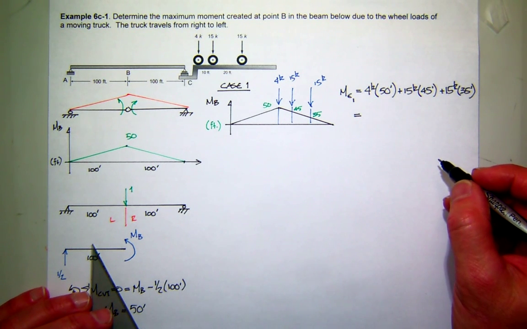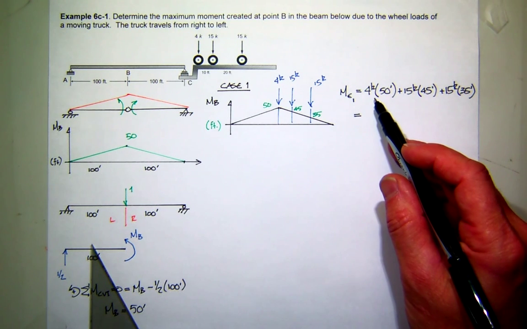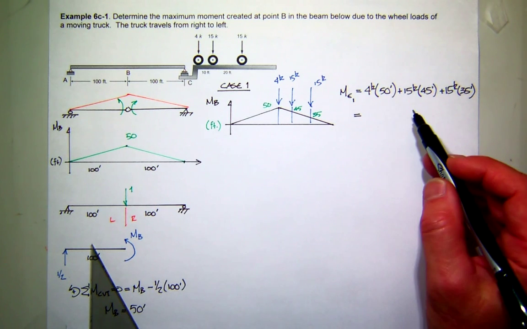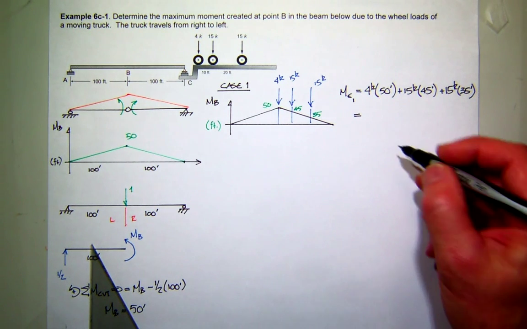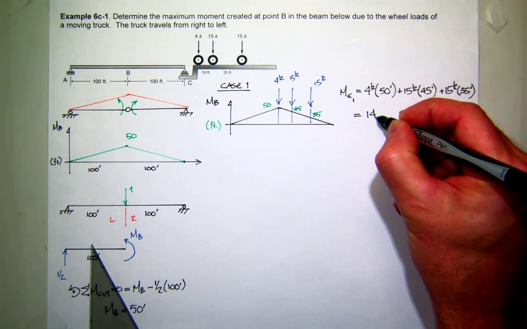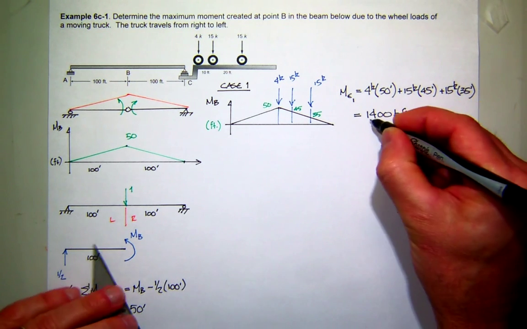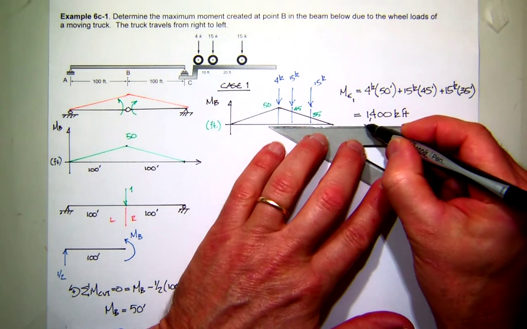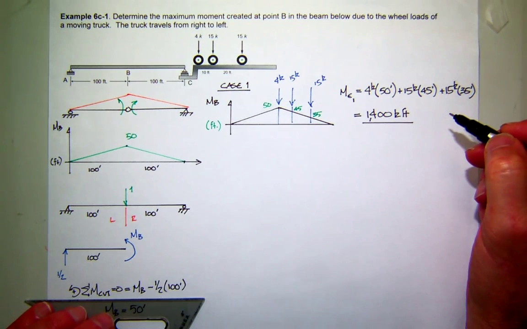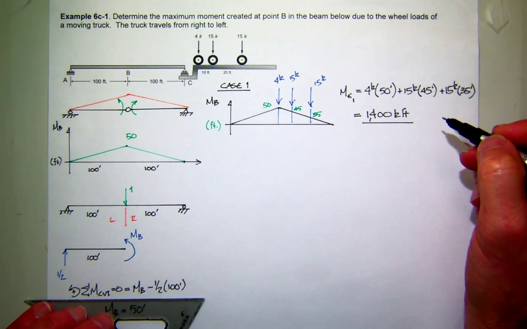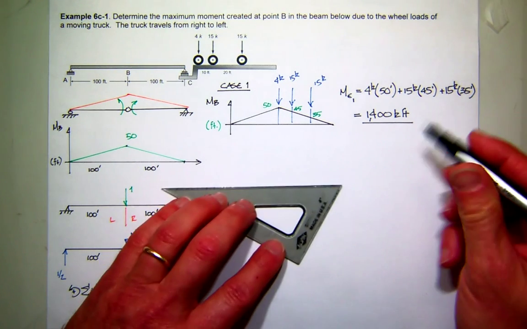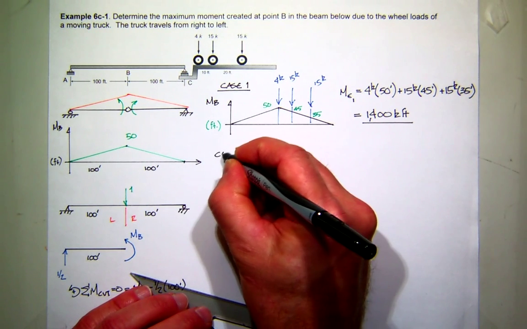I can't do that in my head. 200. Oh, I'm going to have to use a calculator. I know this is 200. After that, I get kind of a little iffy. 1,400? Anybody else get that? So that should be kip feet. Anybody else get that? Yes? No? Maybe? I did. Okay. So now let's go to case 2.